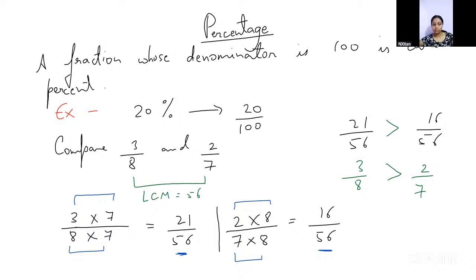Ma'am, why did you do multiplication again, ma'am? Why did I do multiplication again? Oh, this one. Yes, ma'am. To make the denominator the same so that we can compare the numerators. If the denominator is different, then how can we compare? Right. So we made them equivalent fractions so that we can compare the numerators and find out which one is greater. Yes, ma'am, understood. Okay.